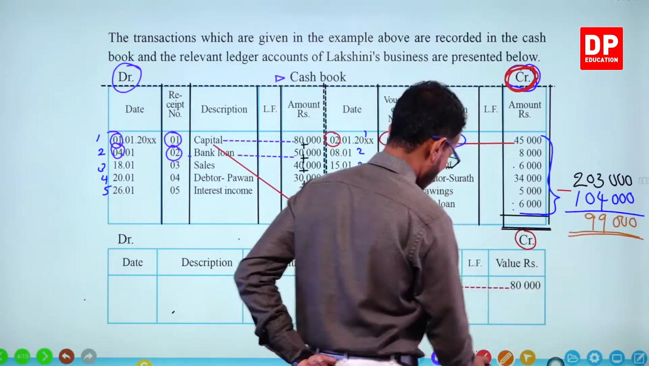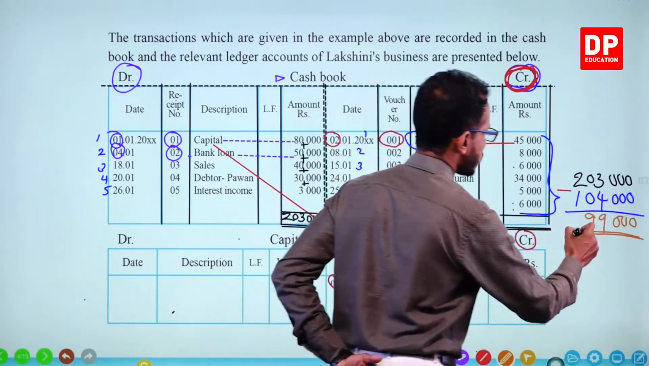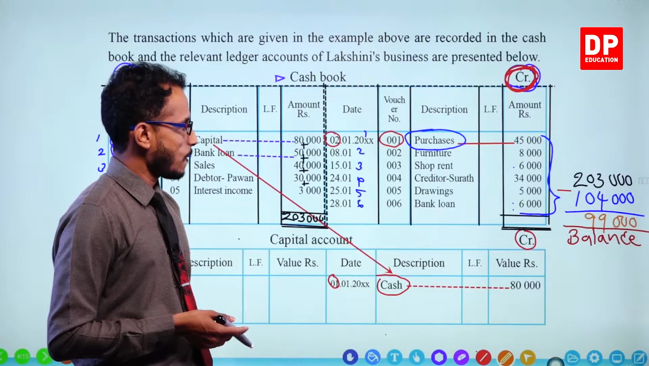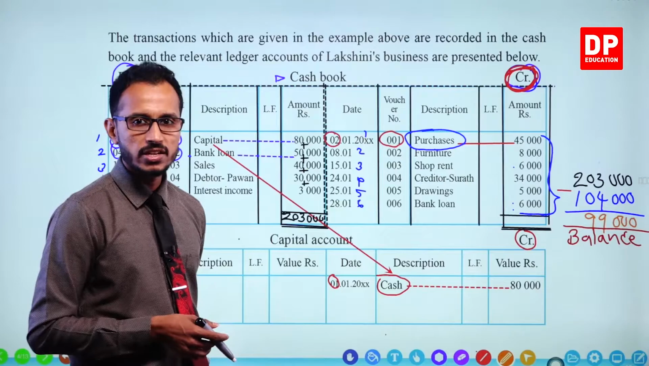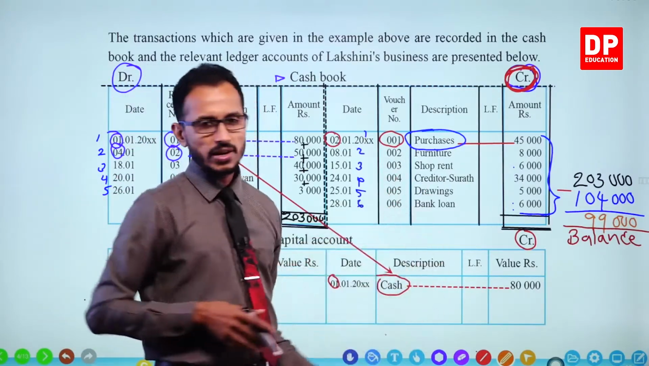This is the balance of this cash book. This is the balance, children. I hope that way is clear to you. You can do it in a different way even. Balancing the account, you can do it in a different way, but this is the easiest way, right?